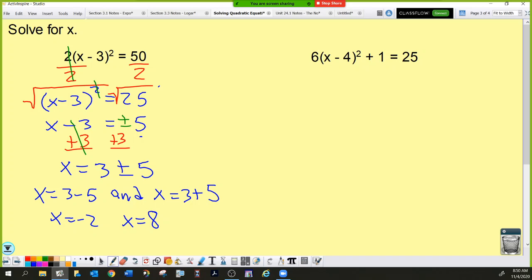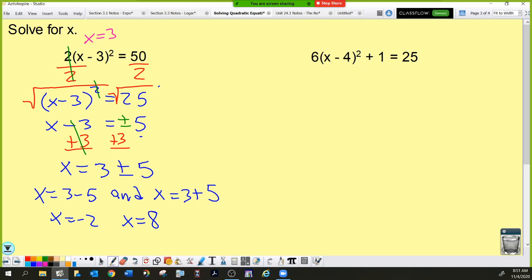What does this tell us, if you cared, as far as the graph is concerned? Well, this is vertex form up here, right? Its axis of symmetry is at x equals 3. It crosses the x-axis 5 to the right of the axis of symmetry and 5 to the left of the axis of symmetry.